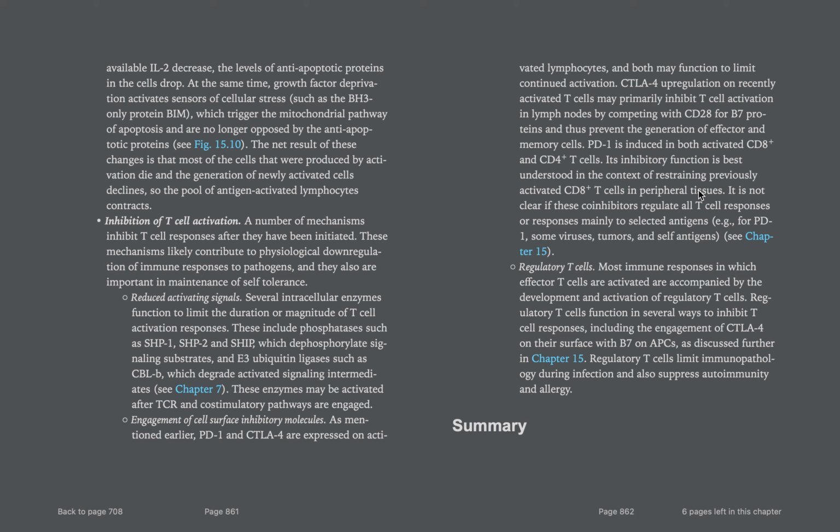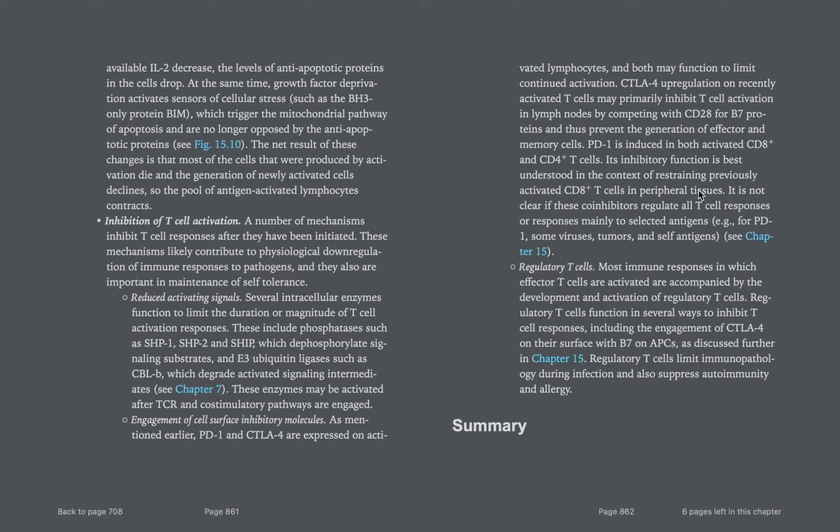At the same time, growth factor deprivation activates sensors of cellular stress such as the BH3-only protein BIM, which trigger the mitochondrial pathway of apoptosis and are no longer opposed by anti-apoptotic proteins. The net result of these changes is that most of the cells that were produced by activation die, and as the generation of new activated cells declines, the pool of antigen-activated lymphocytes contracts.